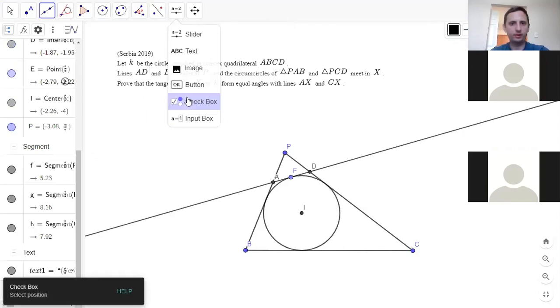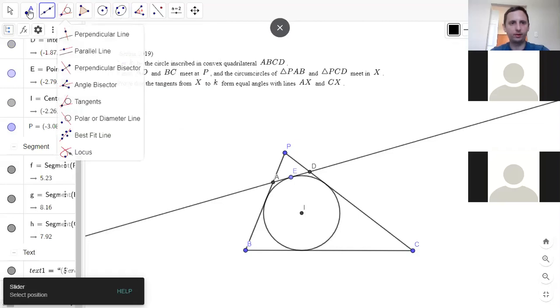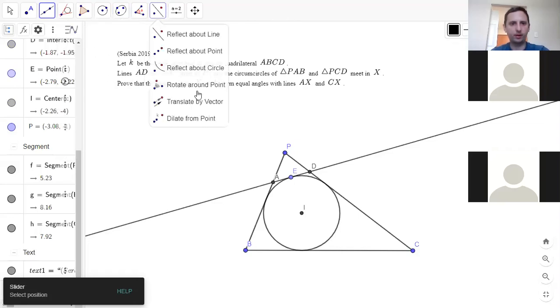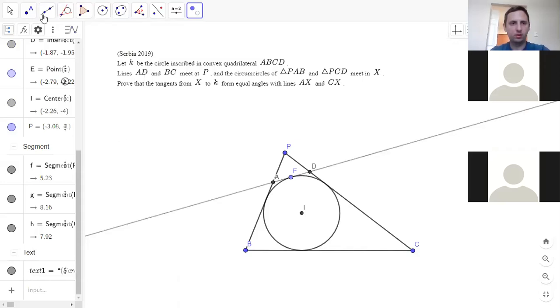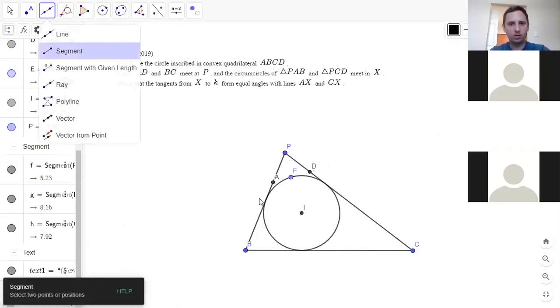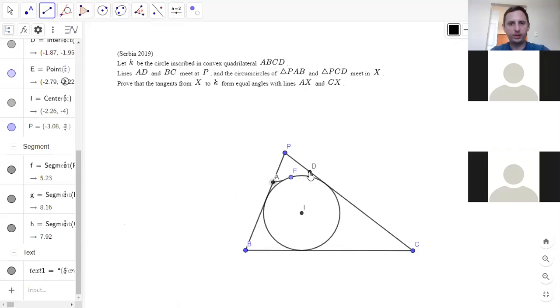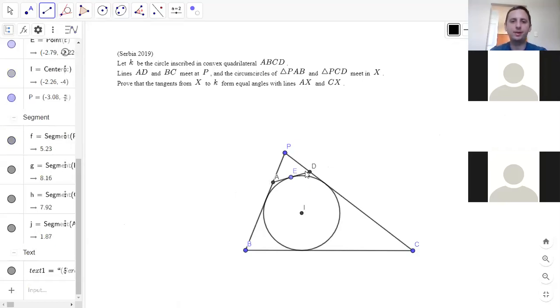Hide that for now. I don't know if I'm going to want to show it again later or not, but for now I'm going to hide it. And the circumcircles of PAB. Oh, did I do this right? Oh, AD and BC. I'm going to have to rename the points.